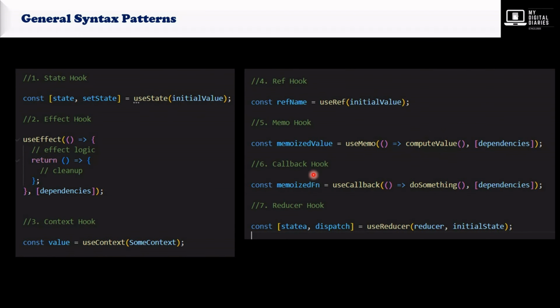Then we have a callback hook. It works like useMemo only, but for functions. So it ensures the same function instance is reused until the dependency is changed, which helps to prevent unnecessary re-renders in child components. And then we have a reducer hook. This hook is great when your state has complex logic or multiple transitions. So instead of updating state directly, you dispatch actions, similar to how Redux works.